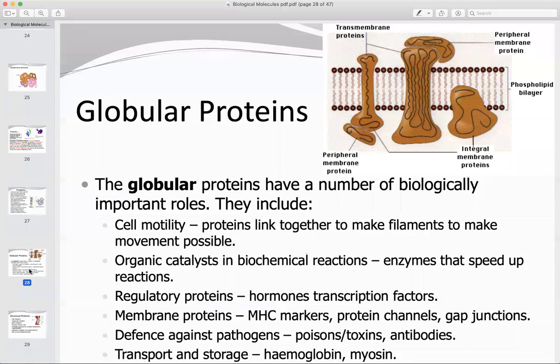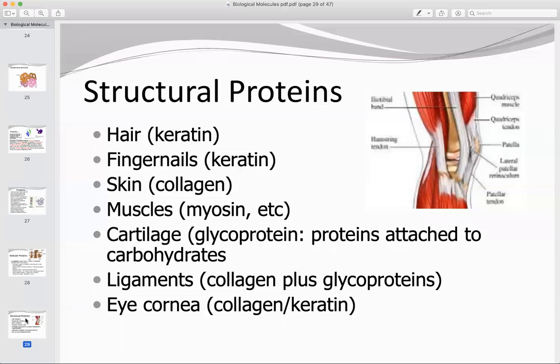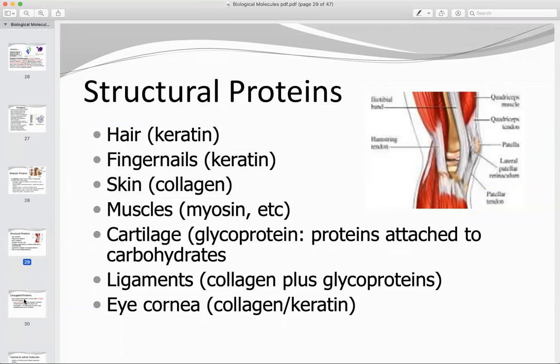There are different types of proteins. The globular proteins have a number of roles in the body, including motility, locomotion, regulatory proteins, membrane proteins. They all have various roles in our bodies, right? Structural proteins such as keratin, that's found in our hair and fingernails. You've heard of collagen before. It's an important protein in our skin. Myosin, muscle proteins. Okay, so these are all examples of types of proteins, all right? Classes of proteins and examples, all right?